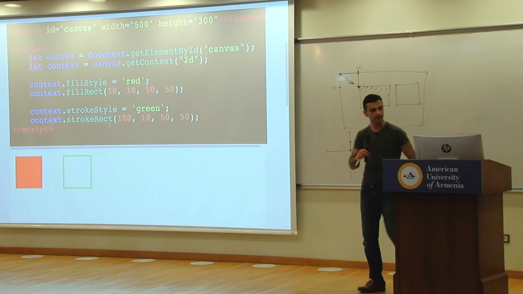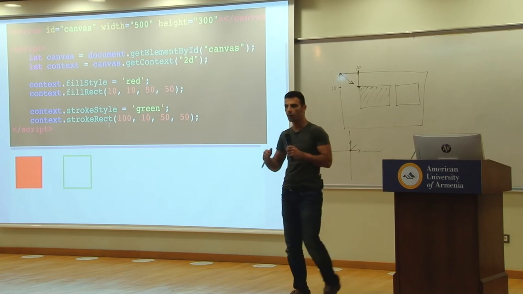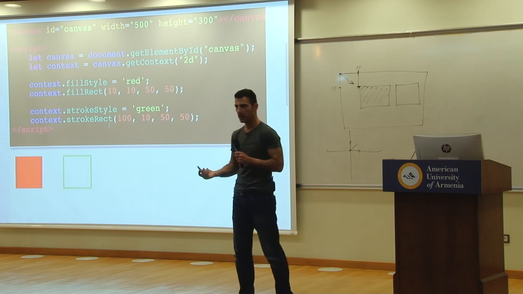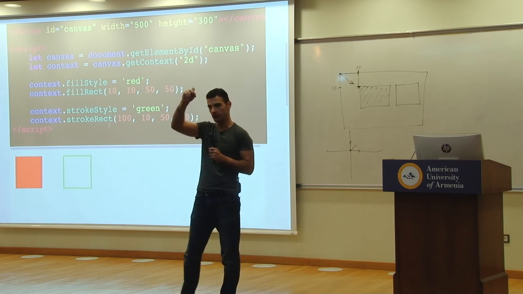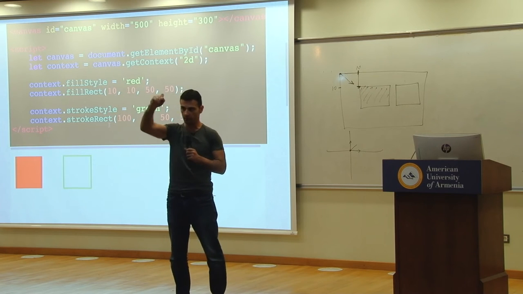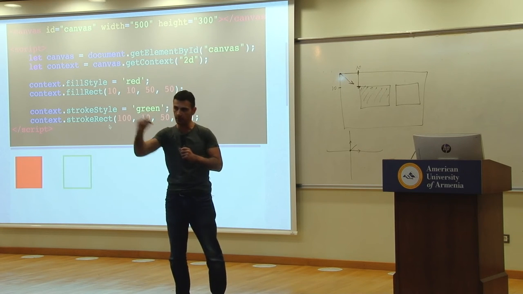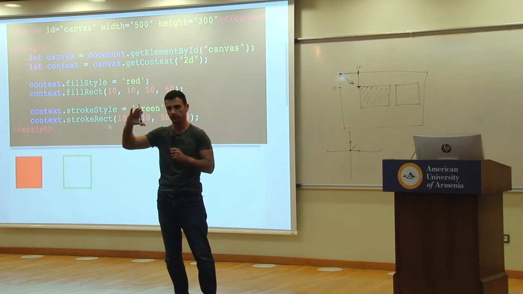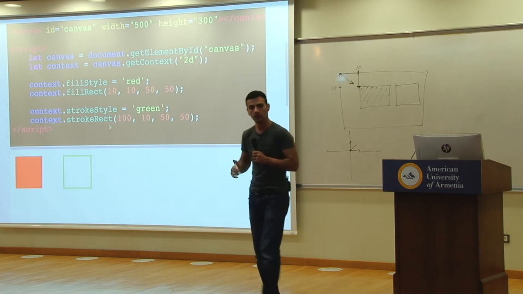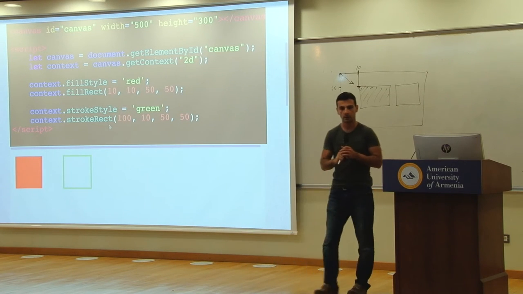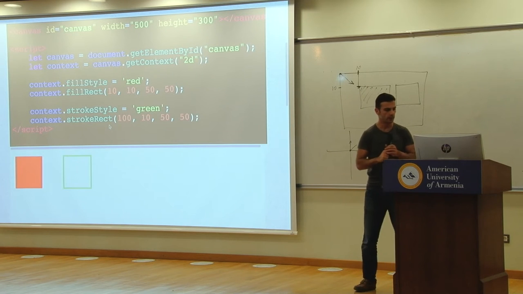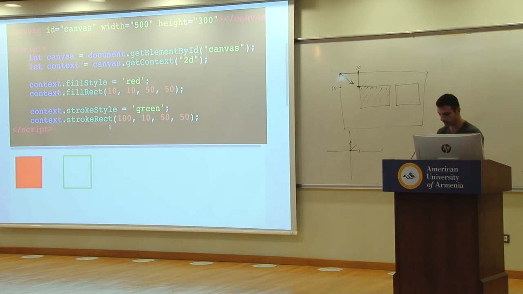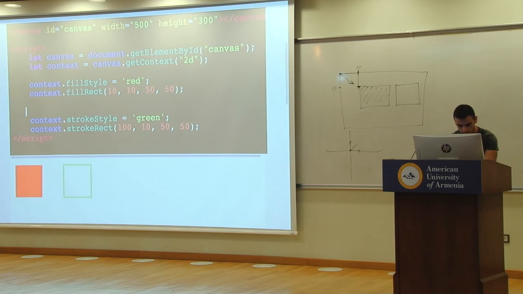So stroke rect and fill rect work almost exactly the same way, except that one only draws the stroke, which is the perimeter, and the other one only draws the fill, which is the stuff inside. Yes? Can you change the thickness of the line? Yeah, I think it's line width. Hang on. Yeah.